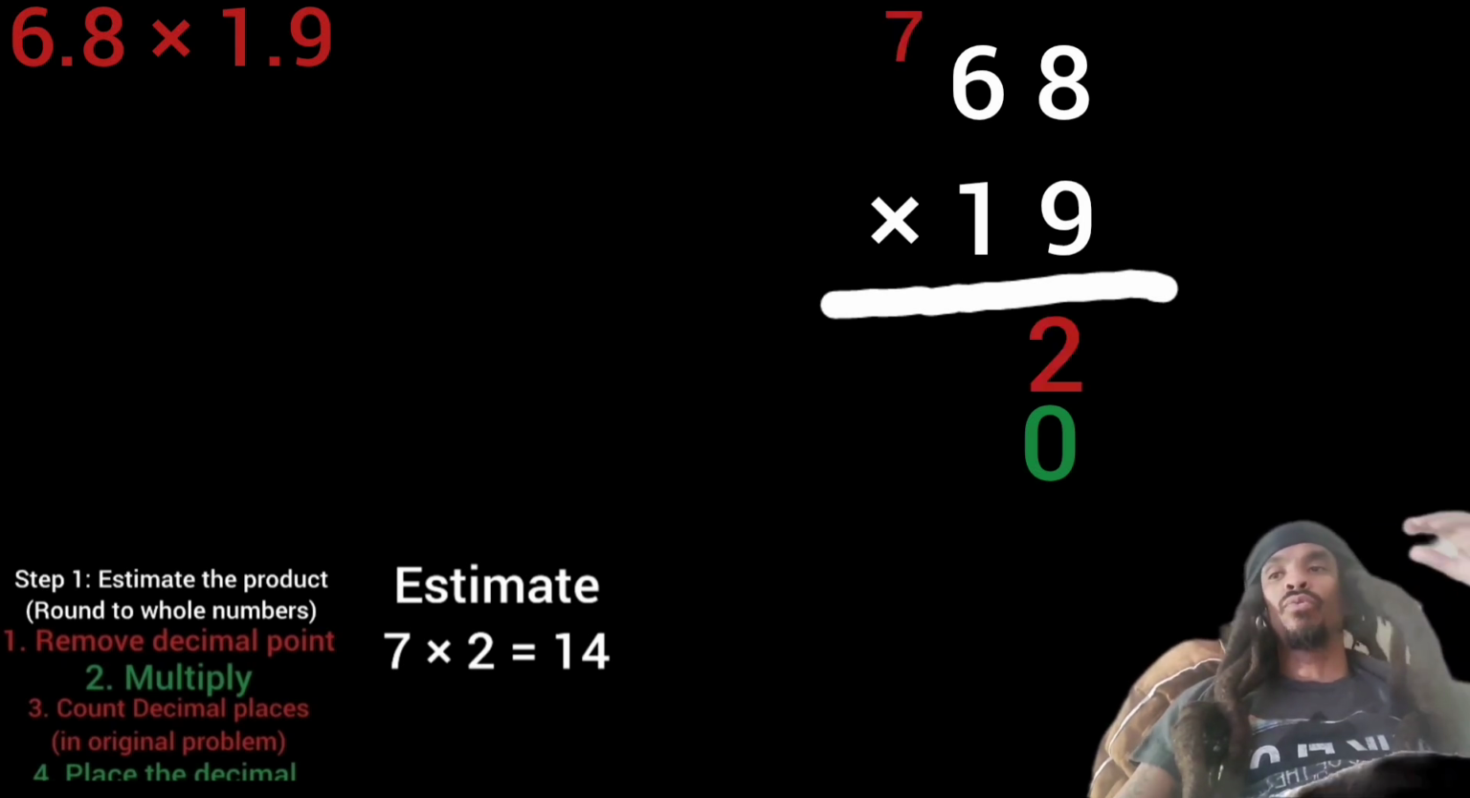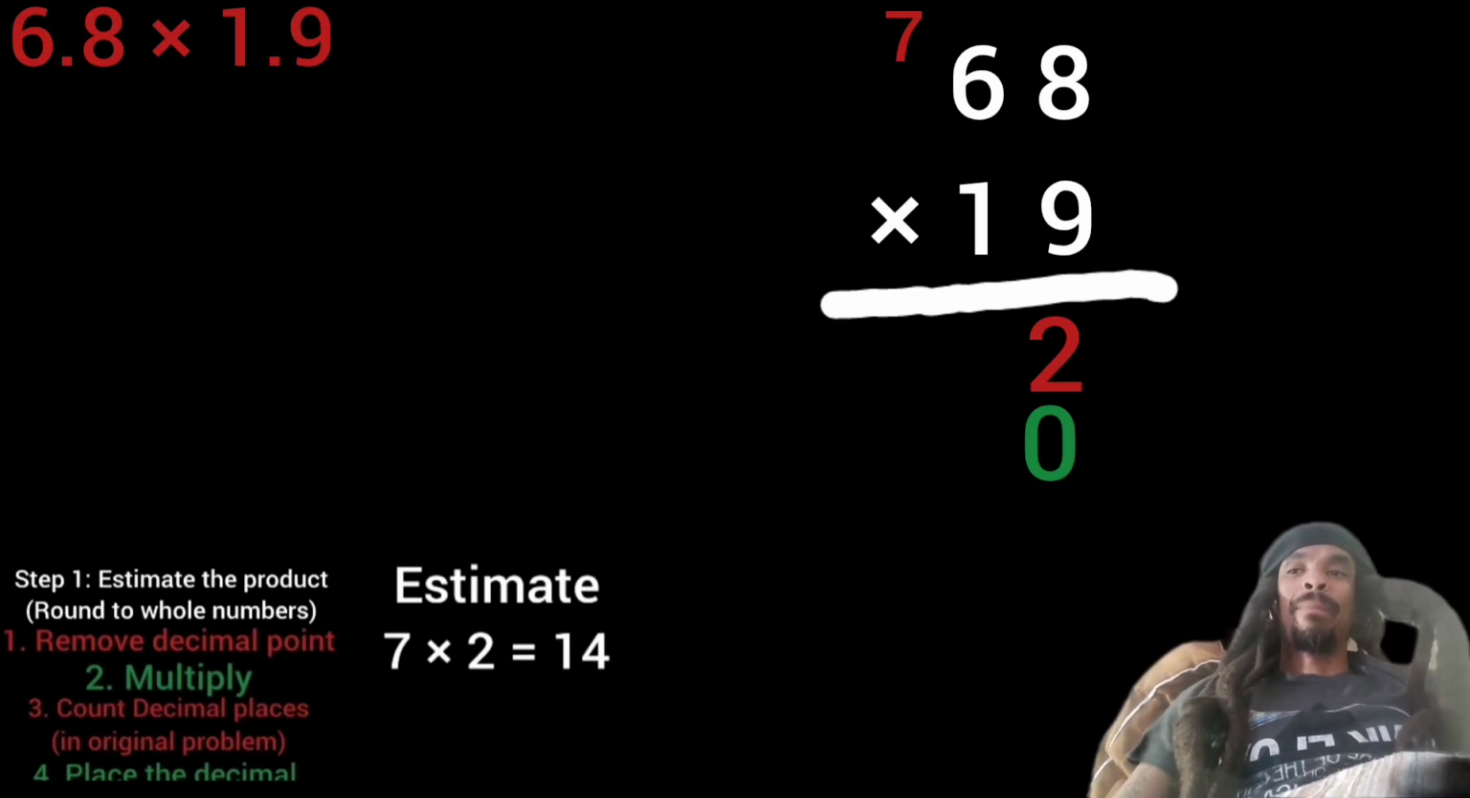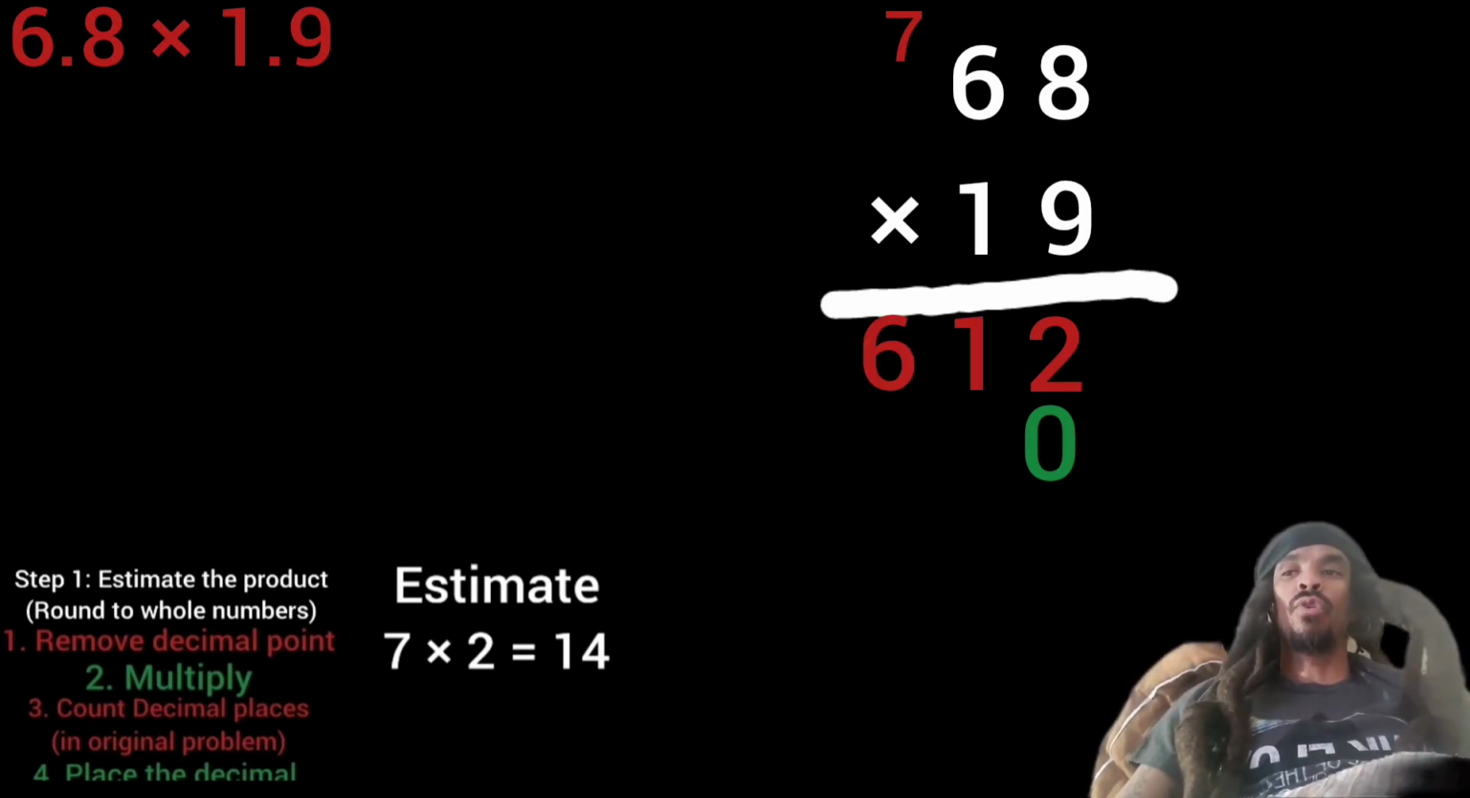Drop your 2, raise your 7, and then 9 times 6 is 54, plus 7 is 61. So that makes our first row 612, and our second row is going to be pretty easy. 1 times 8, and then 1 times 6, so our second row is 680.